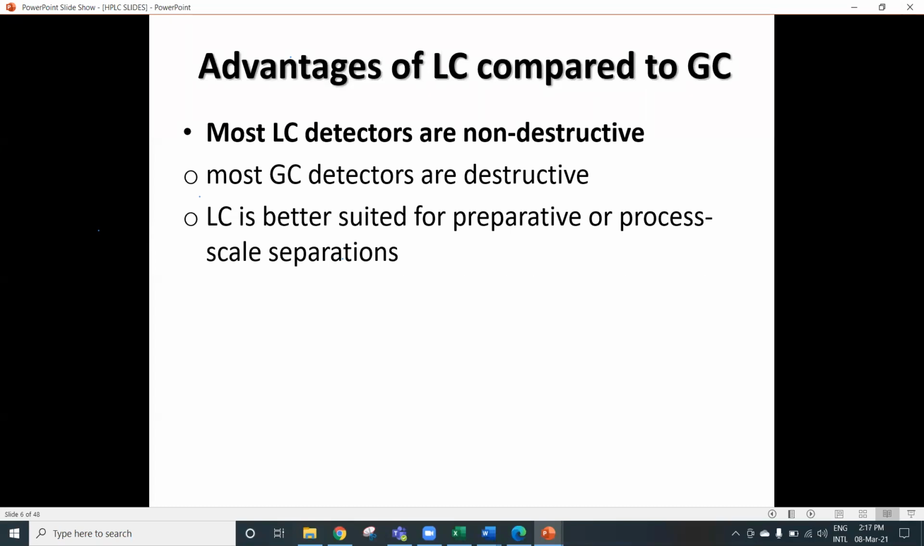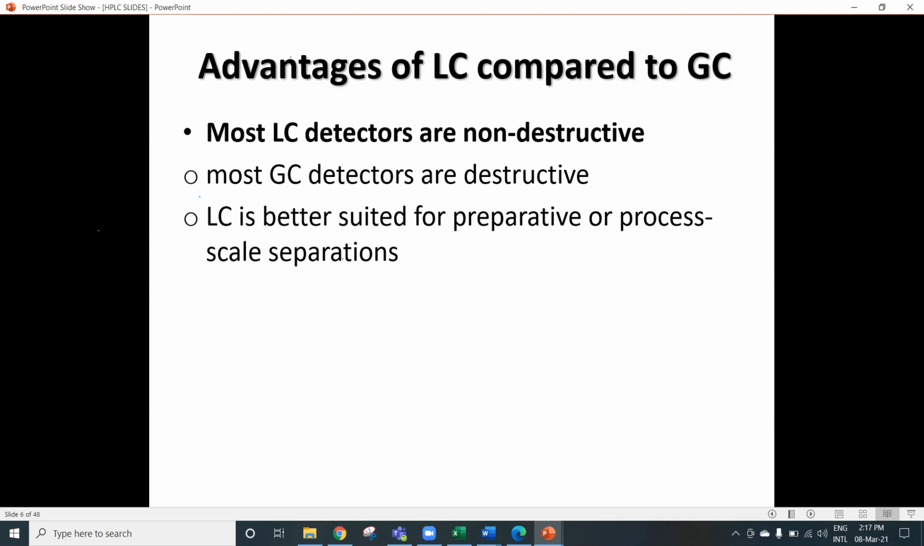Once your eluent goes into the detector, that is the end. You can't recover your solute once it gets into a destructive detector. But for liquid chromatography, most of the detectors are non-destructive, meaning that you can recover your sample at some point, maybe to do more analysis.